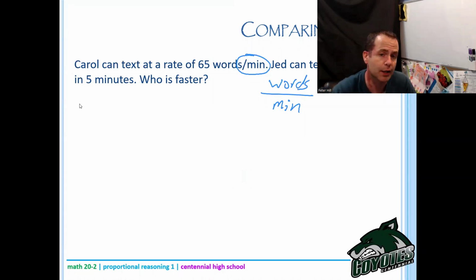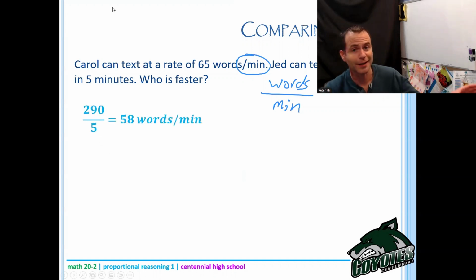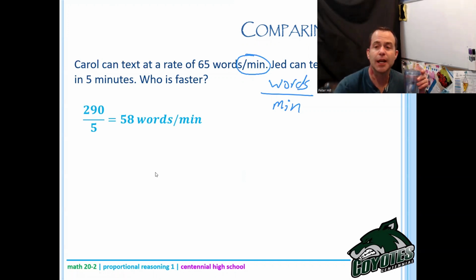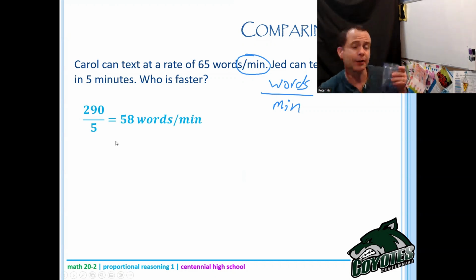Okay, so I go 290 divided by 5. Of course, you paused me and tried this yourself, right? You know the drill, that's how you learn. That gives me 58 words per minute. So now we know that Jed can text at 58 words per minute. Carol can text at 65 words per minute. So Carol is faster than Jed.